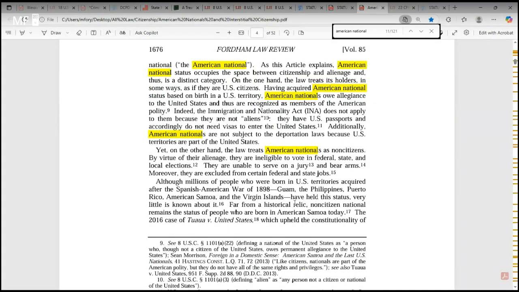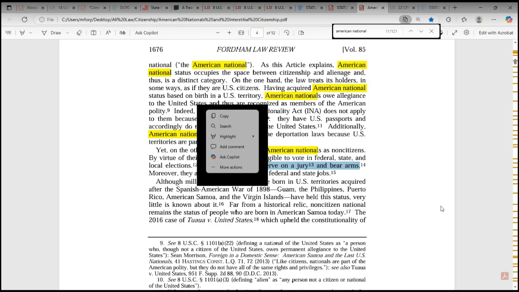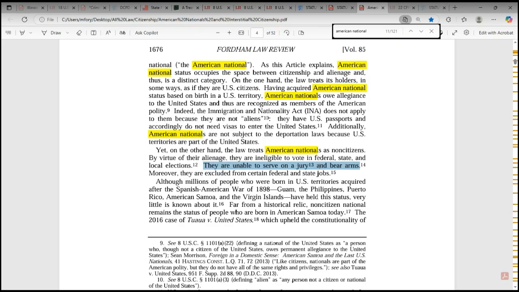Yet, on the other hand, the law treats American nationals as non-citizens by virtue of their alienage. They are ineligible to vote in federal, state, and local elections. They are unable to serve on a jury and bear arms. Moreover, they are excluded from certain federal and state jobs. Now, it's impossible for us to be one of these things, just by these denials of rights, because their rights are statutory only, not God-given, not fundamental or anything.